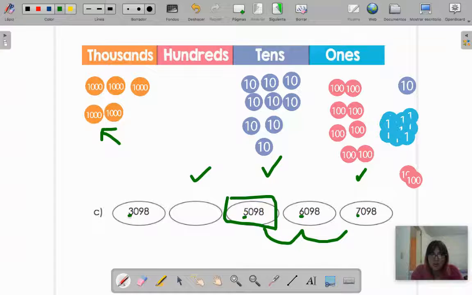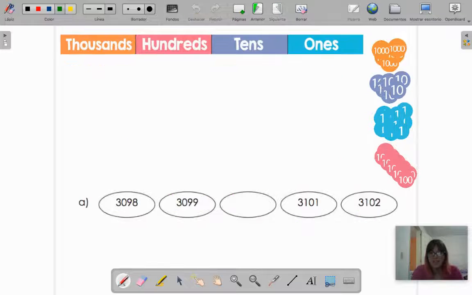So now let's just go here. We already know that to the thousands, to the 3, we need to add one more. So 3,000 plus one more, 1,000 more, how much is it? 4,000. And all the other numbers, they stay the same. We don't change them. Only the thousands. Okay? Let's go to the next example.